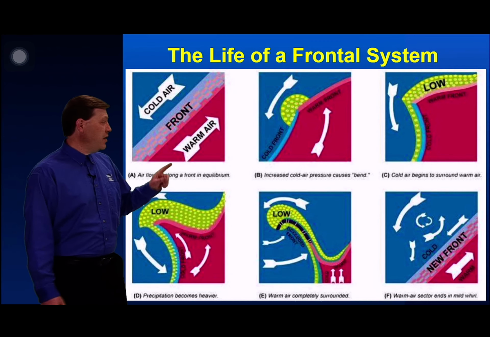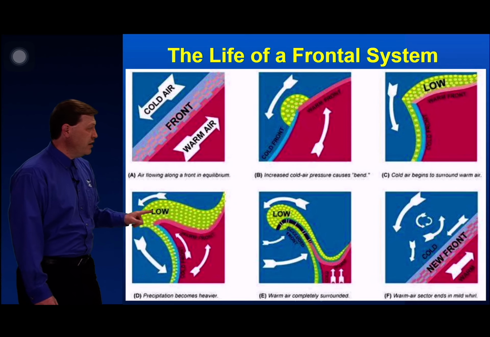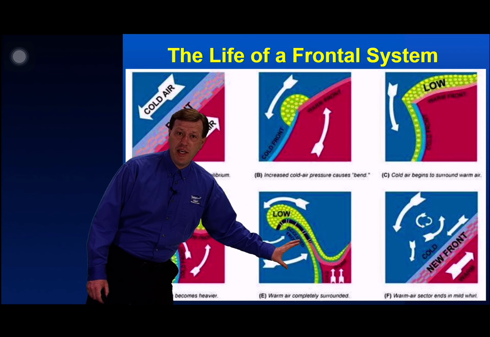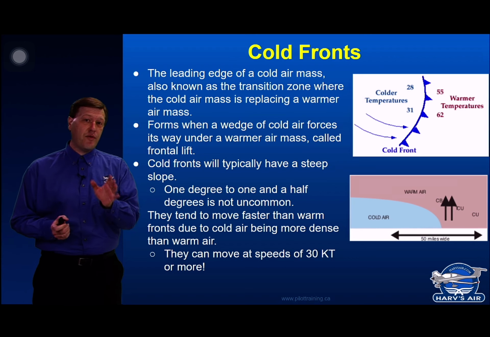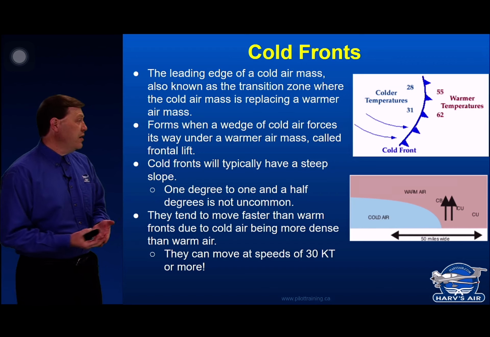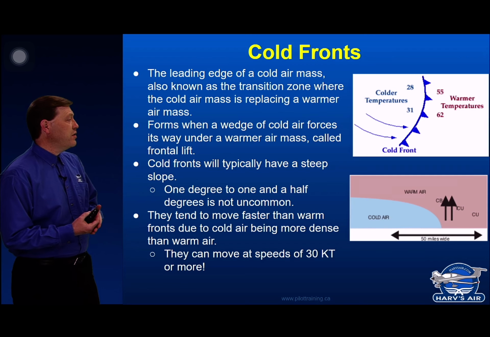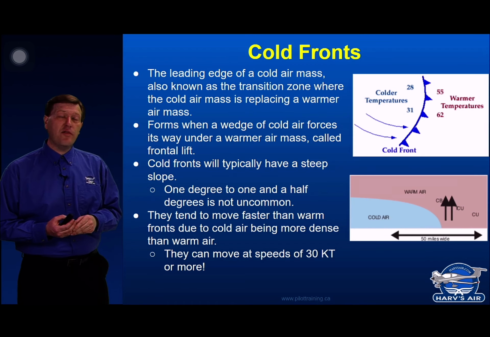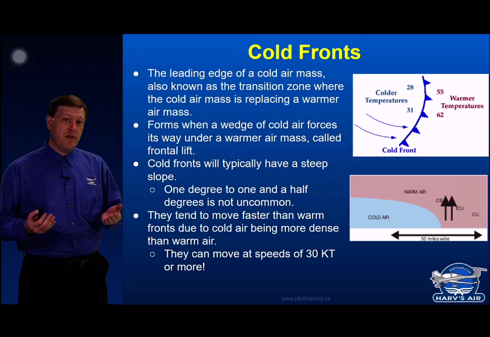All right, so there we go, the life of a frontal system. Here's that wave, cold front here, we've got the warm front here, and then here it is, you can see just folding itself up like a zipper. All right, so let's examine these fronts individually now. We're going to start out with the cold front. Remember, the leading edge of a cold air mass, also known as the transition zone, where the cold air mass is replacing a warmer air mass. This forms when a wedge of cold air forces its way under a warmer air mass, also called frontal lift.